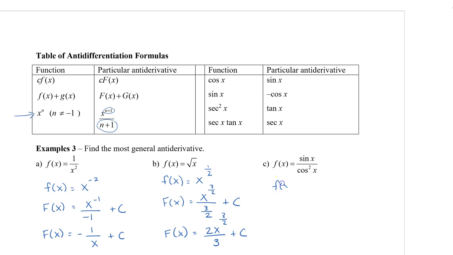Okay, the last one here, I want to rewrite it so that it is something that I can work with. Now, we can't find the antiderivative of each part separately because there is no function that looks exactly like this. However, I can rewrite this as 1 over cos x times sine x over cos x. So I'm going to spread the terms out. So f of x is now equal to secant x times tan x, which is this one over here. So the antiderivative is secant x.